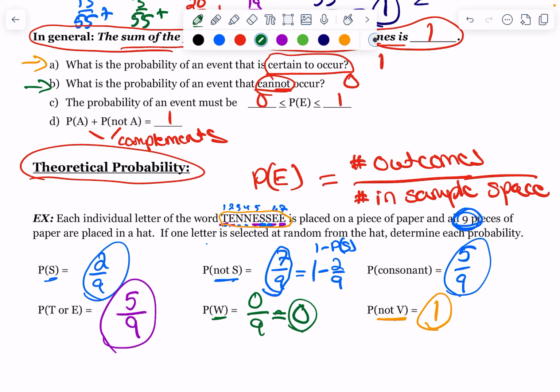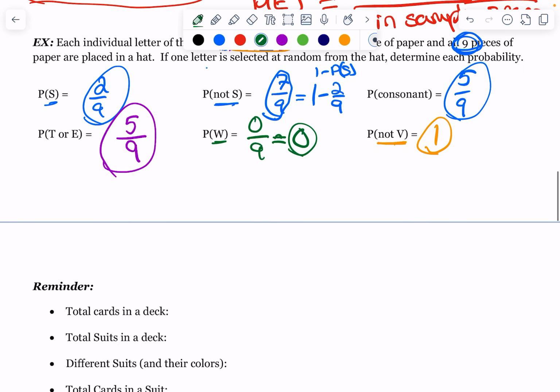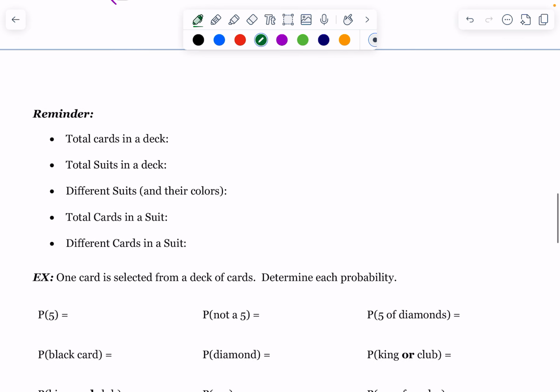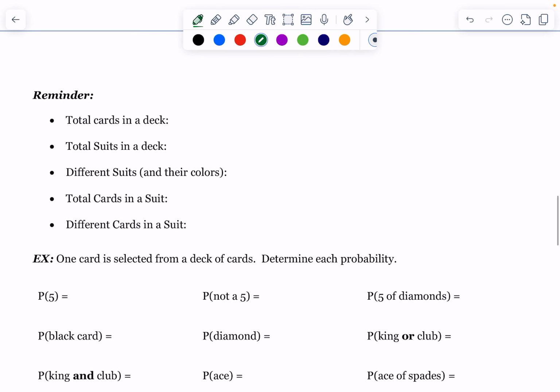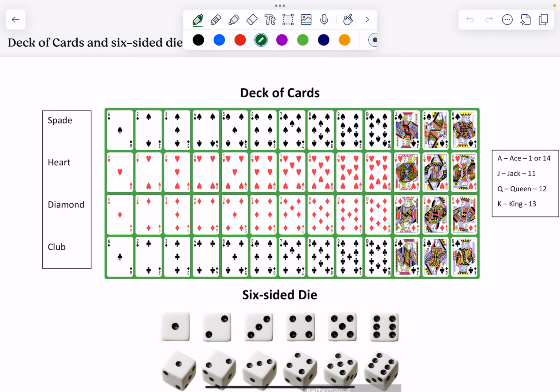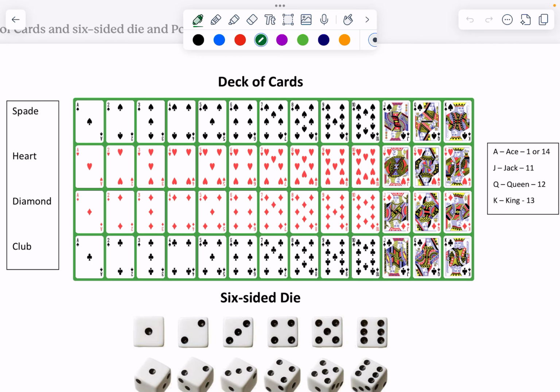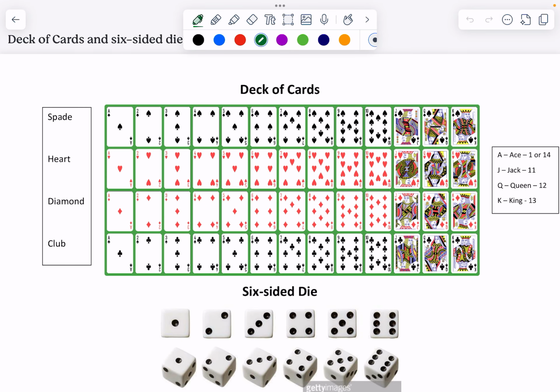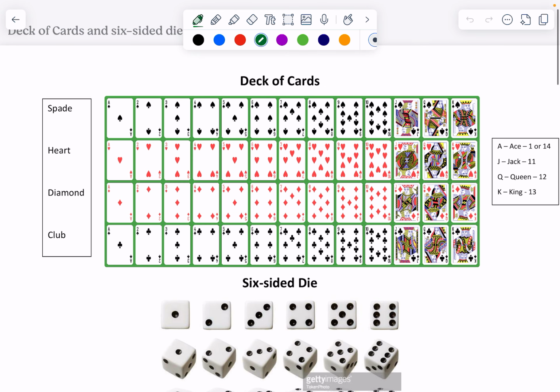Okay, next, we're going to look at a deck of cards. I'm going to show you a deck of cards here. This is a deck of cards, so it looks like this. There's also the six-sided die on the bottom of this page.